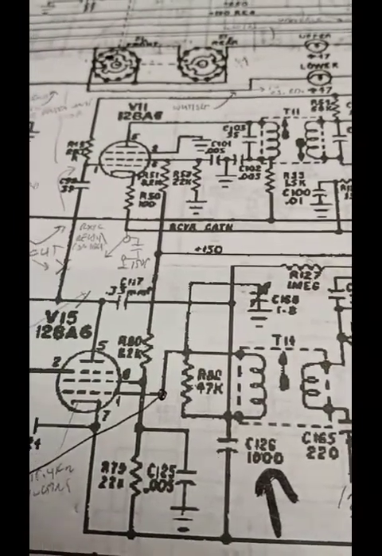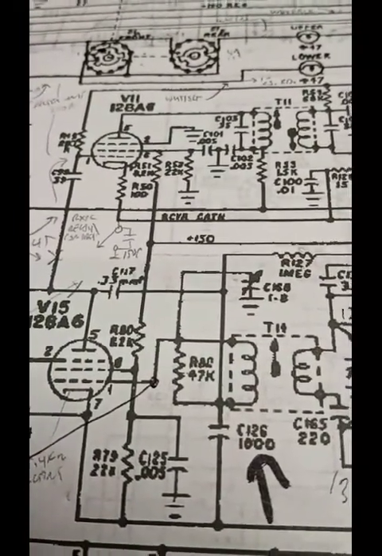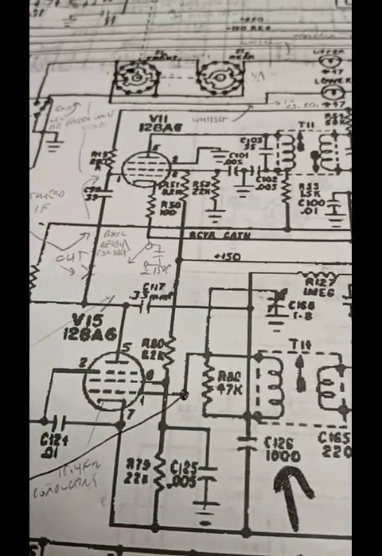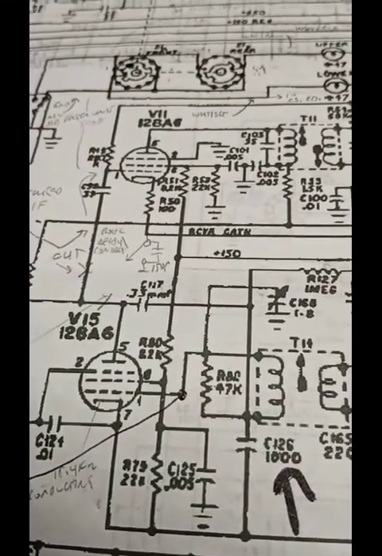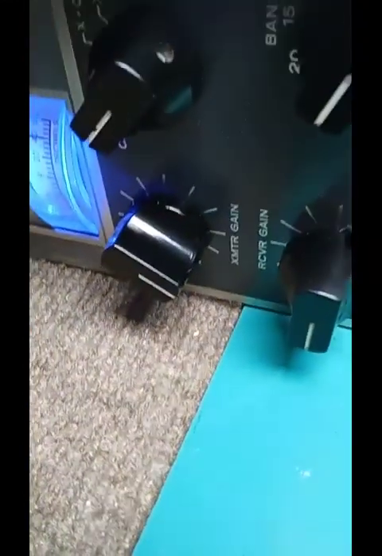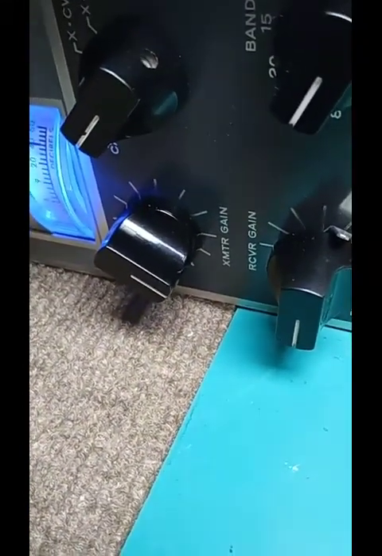C168 is a piston trimmer for the balance modulator amp. That's tweaked to minimize the audio response in the speaker in receive by turning the transmitter gain all the way up and talking in a micro, tapping on it.